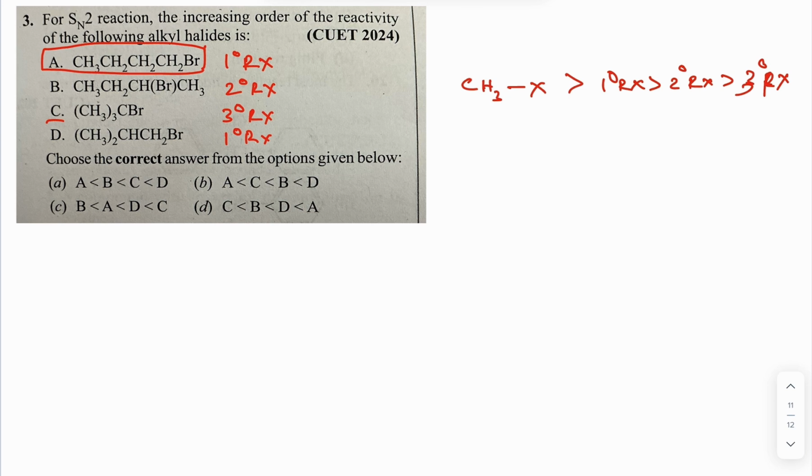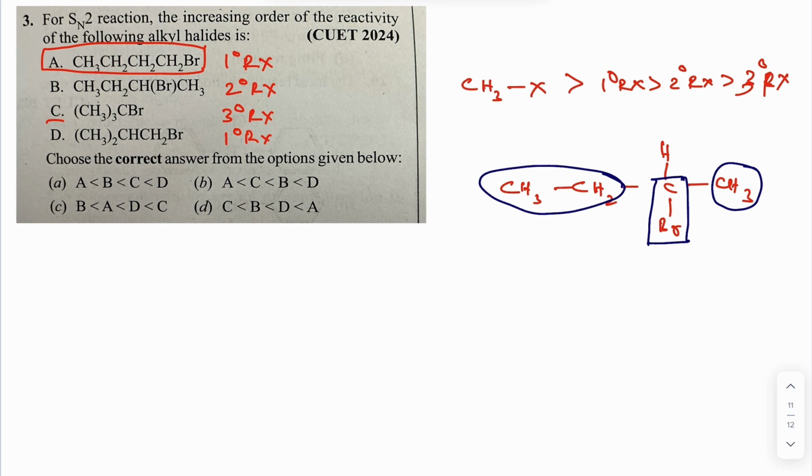What about the compound B? The compound B is a secondary alkyl halide type, which means it is somewhat more sterically hindered. So how is it more sterically hindered? Let me write that: CH3, CH2, CH, Br and CH3. So what is our C-X bond? This is our C-X bond. Here I have the methyl group, here I have the ethyl group. So the approach of the nucleophile to this carbon center is somewhat difficult. So the compound B has more steric hindrance, so it is slower in the SN2 reaction.